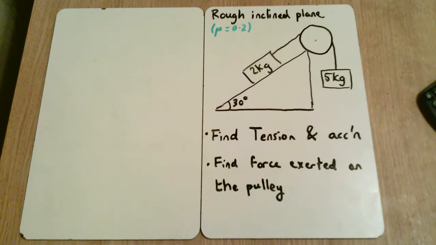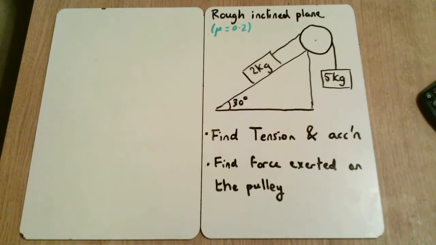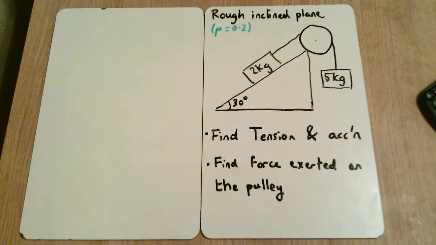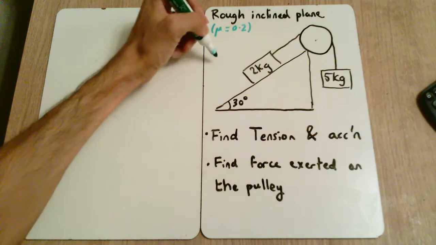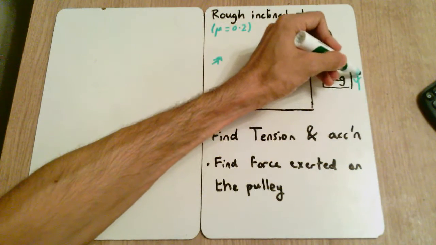Now, it tells us in this question we have a rough inclined plane, which means that we're going to be using friction, and the coefficient of friction in this case is mu, which is equal to 0.2. You've got a 5 kg block hanging in midair and a 2 kg block on a rough inclined slope. The 5 kg block is going to accelerate downwards and the 2 kg block is going to accelerate upwards. The way we show this is with double arrows over here, a double arrow like that, and a double arrow like that.